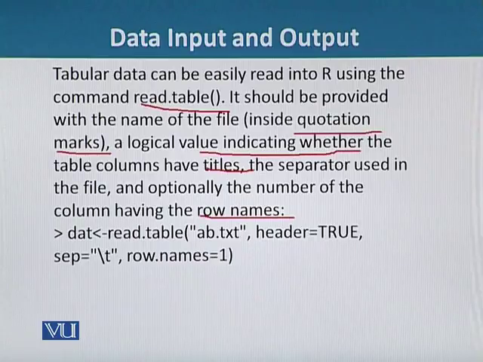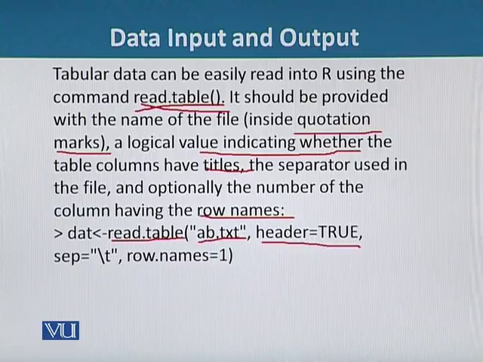So we can see here that this is the read.table command. Then we have to write the name of the file, which should be in quotation marks, and the name of the file is ab.txt. And then we know that the header is present, and then we have a separator, which is in the form of \t, and we have the row names, that is 1. So by using this, we can input the data into R, and tabular data can be easily read by using these commands.